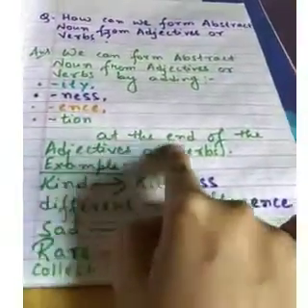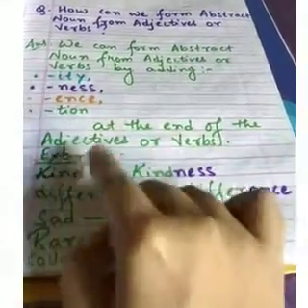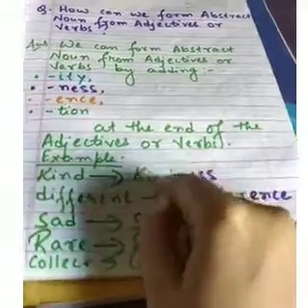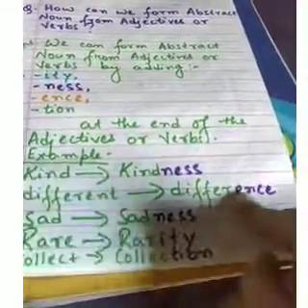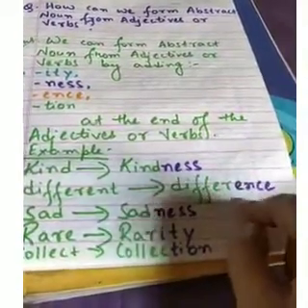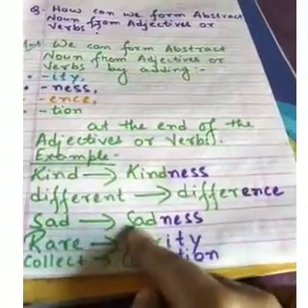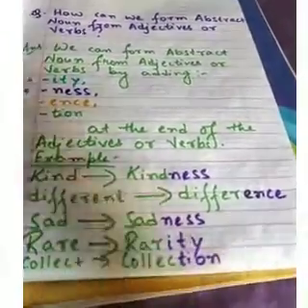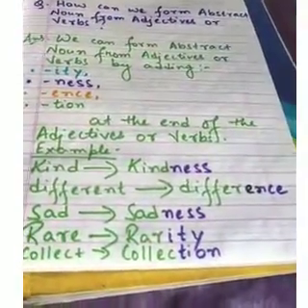See, at the end of the adjectives or verbs. Alright. Example, kind becomes kindness. We have added the word ness to it. Different becomes difference. We write differ and then ence. Sad becomes sadness. Rare becomes rarity. Collect becomes collection. Now children, there is something which we need to learn again.